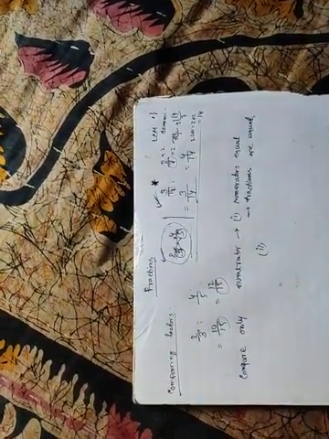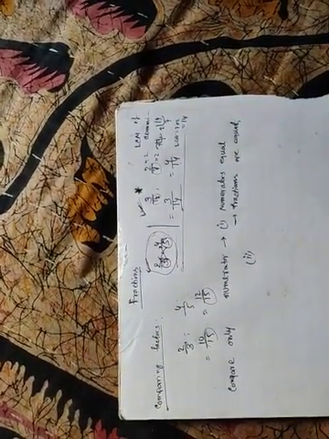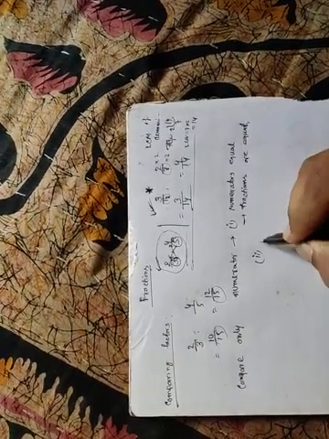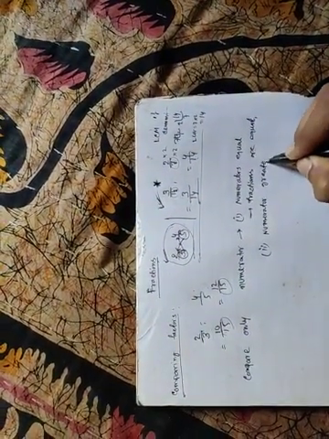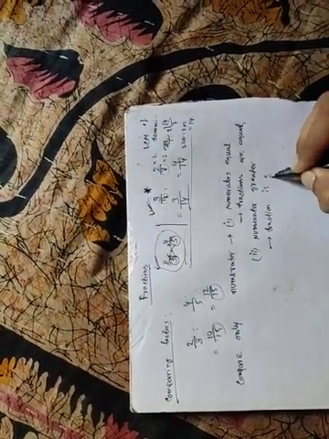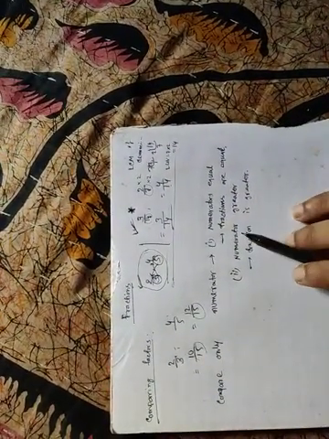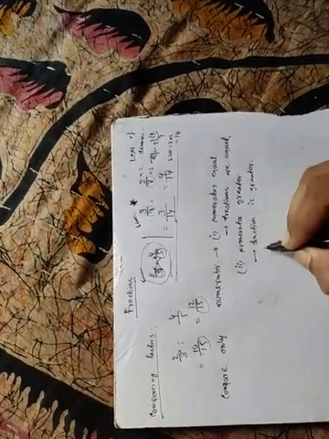Second, if the numerators are different, then the fractions are different, and if the numerator of one fraction is greater, that means numerator greater means fraction is greater. Clear or not? Numerators equal means fractions are equal. Numerator greater means that fraction is greater.